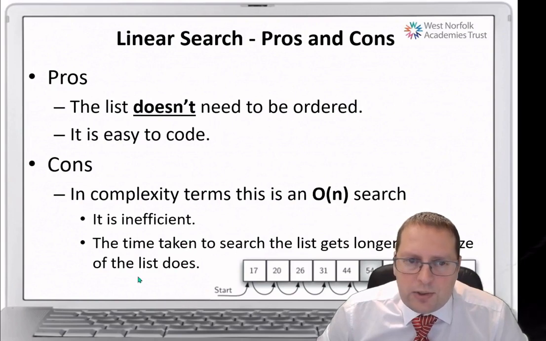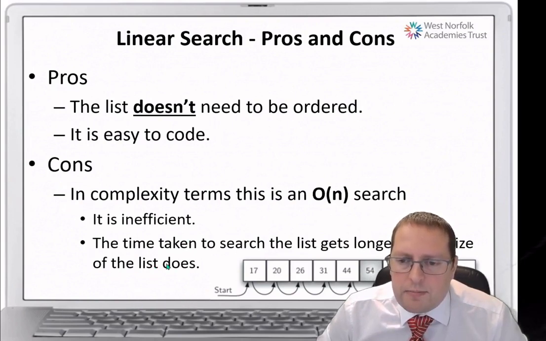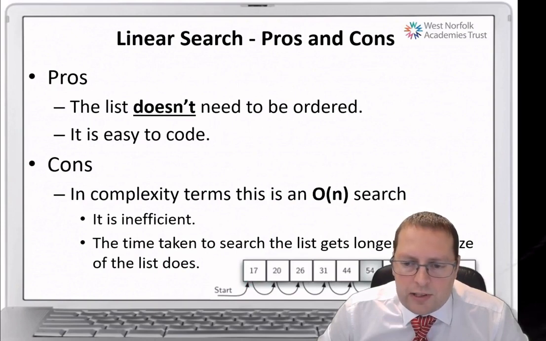And the difficulties, the negatives, the cons of linear search is that it's inefficient. It's all right looking through this if you've got a short list of items, but if you had 1,000 items to look through, it could take you some time to find the item, especially if the one you're looking for is at the end of the list. So the time taken to search gets longer as the size of the list increases. So that's the negative of a linear search.